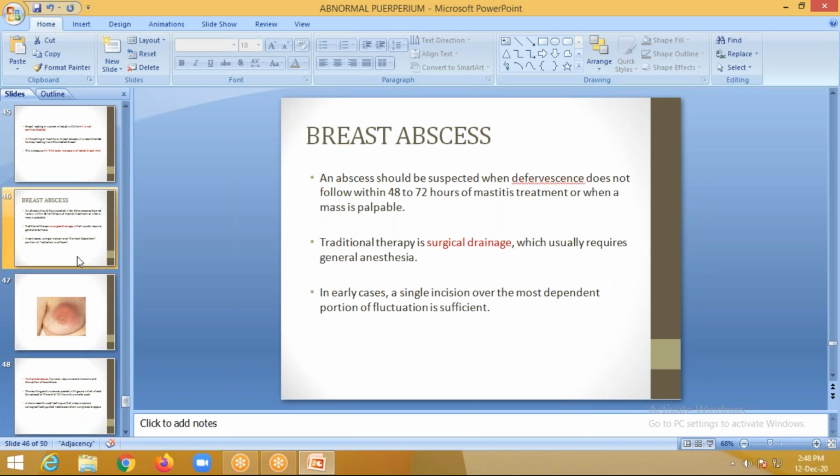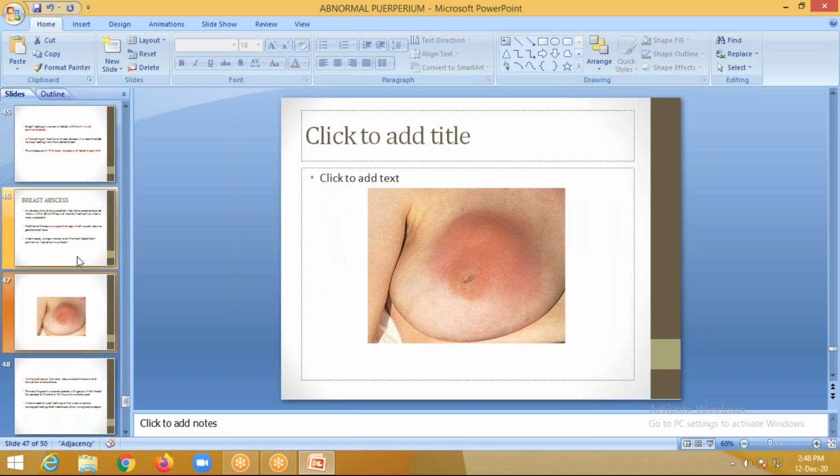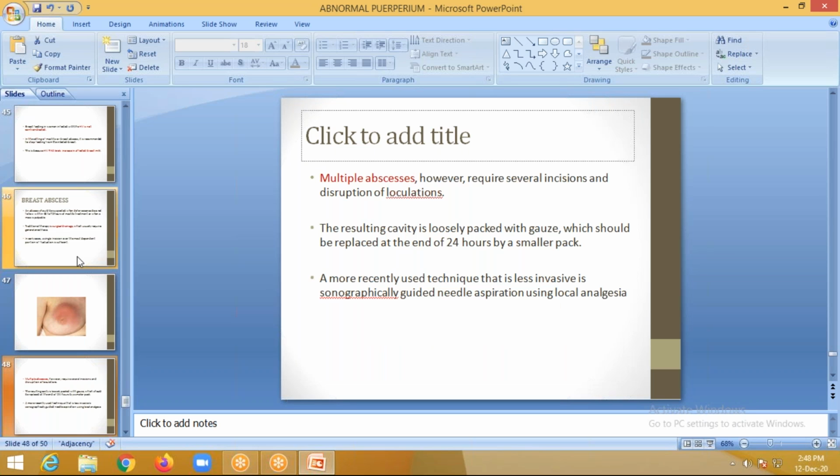Last one is breast abscess. An abscess should be suspected when defervescence does not follow within 2 to 3 days of mastitis treatment, or when a mass is palpable. Traditional therapy is surgical drainage, which usually requires general anesthesia. In early cases, a single incision at the most dependent portion of the fluctuance is sufficient. Multiple abscesses, however, require several incisions and disruption of loculations.